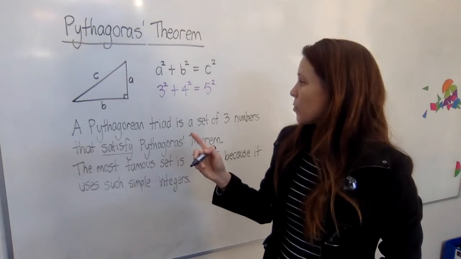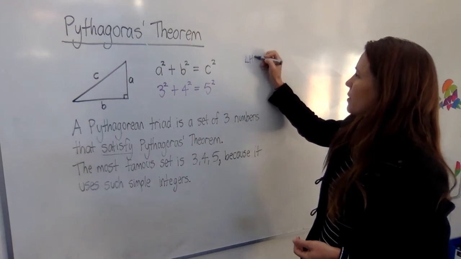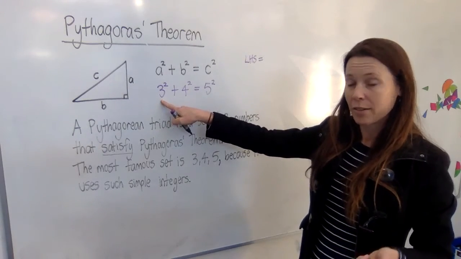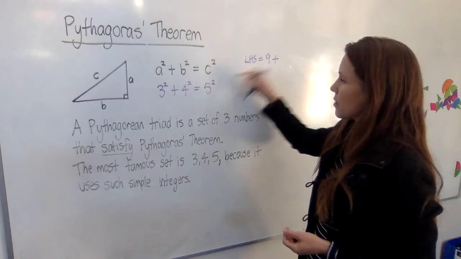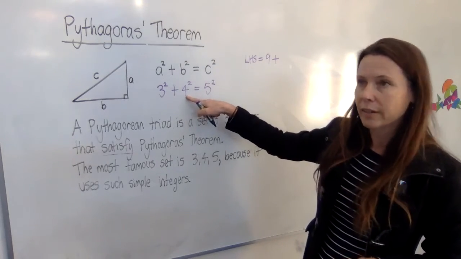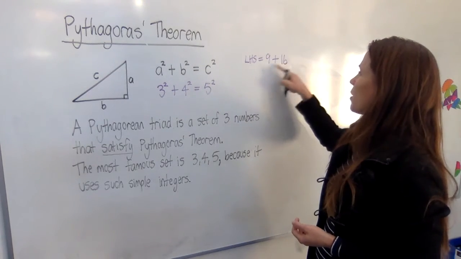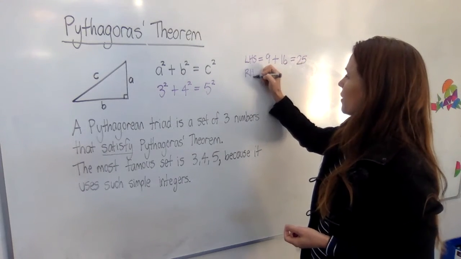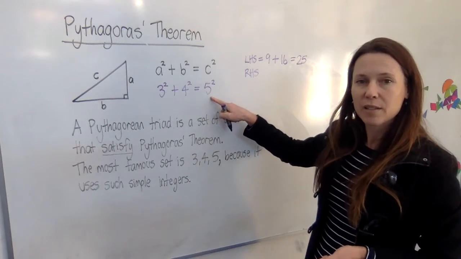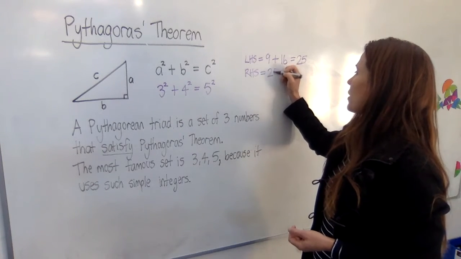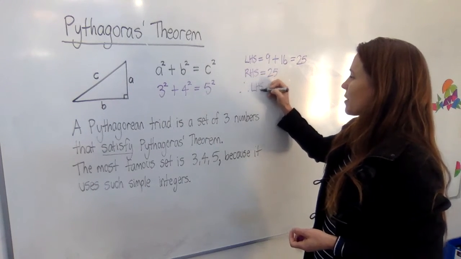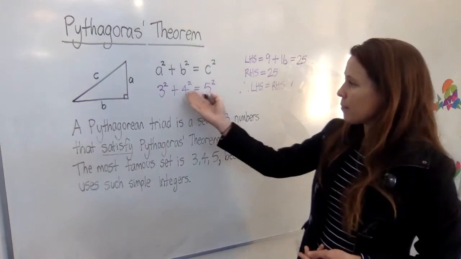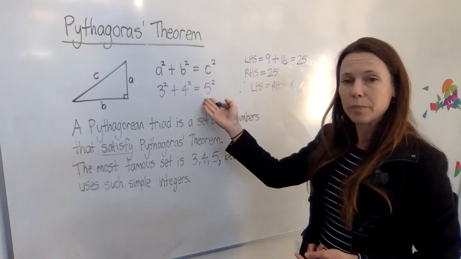true. Now, the easiest way to do it is to say, well, the left-hand side, 3 squared is 3 times 3, which is 9, plus 4 squared, 4 fours are 16, 9 plus 16 is 25. And the right-hand side, well, that's 5 squared, that's 5 fives, which also is 25. Therefore, we can say the left-hand side equals the right-hand side, and it is a Pythagorean triad. It makes Pythagoras' theorem true.